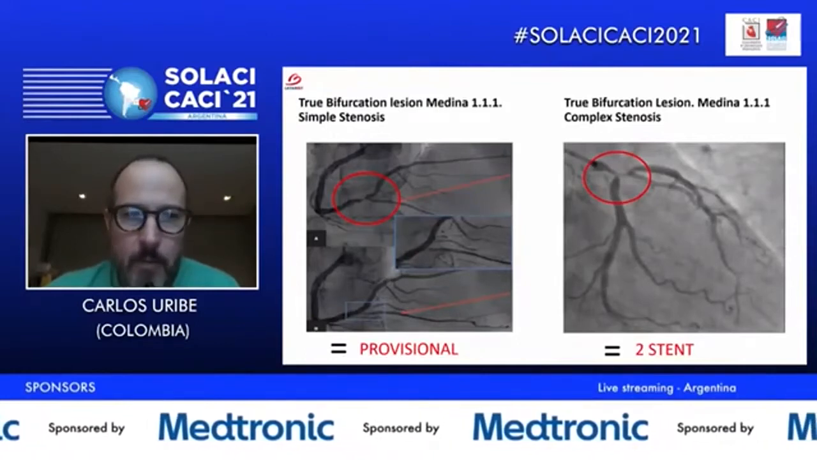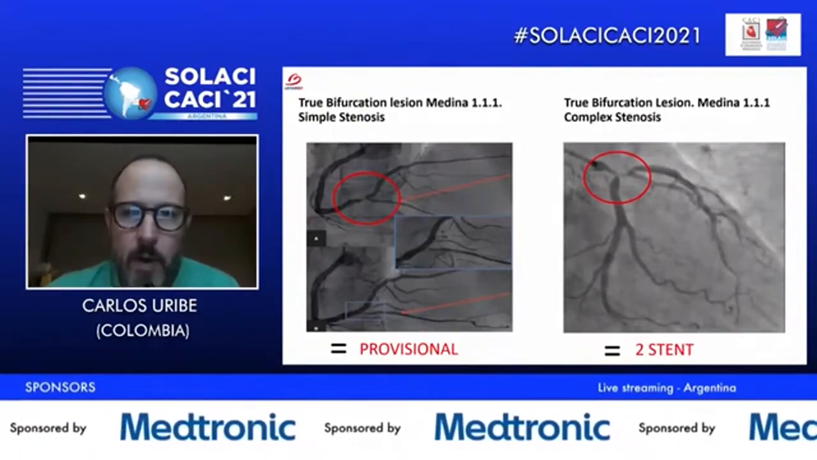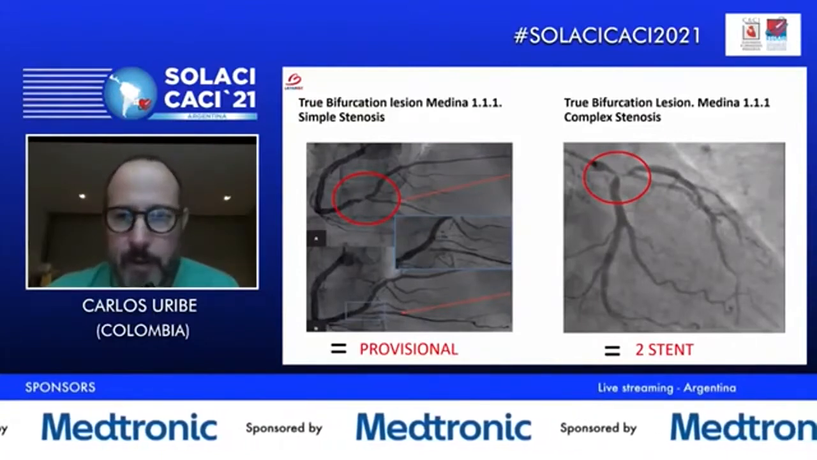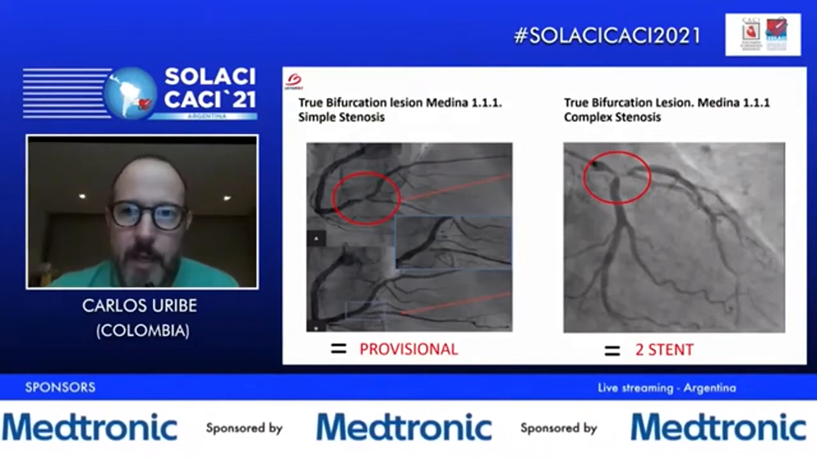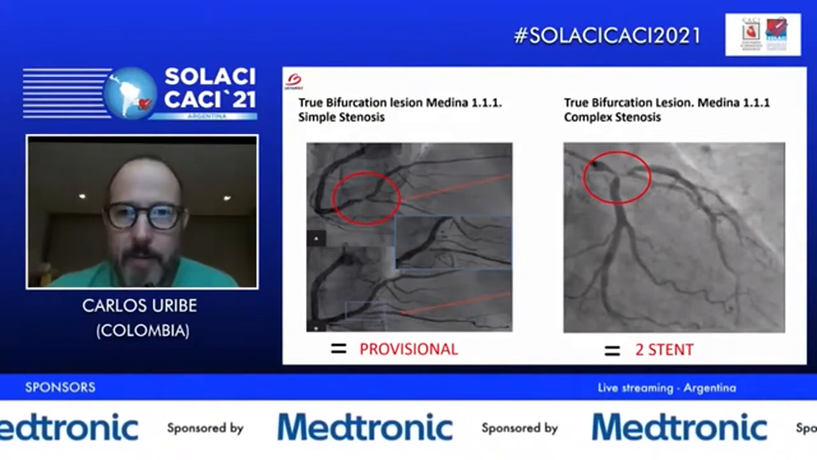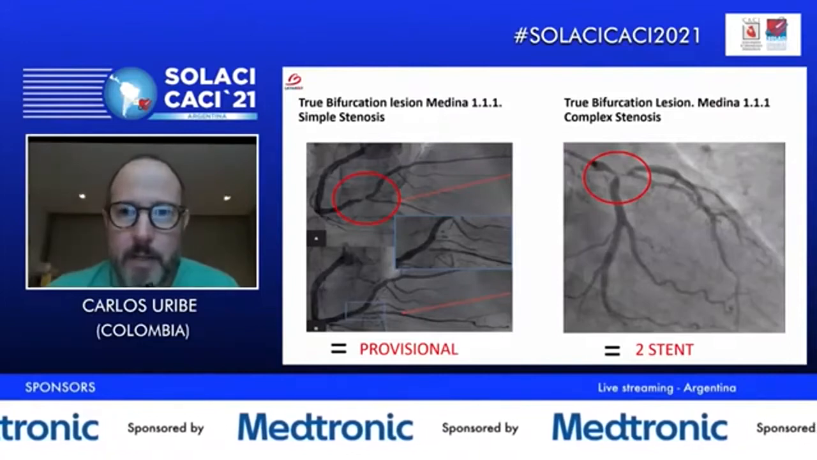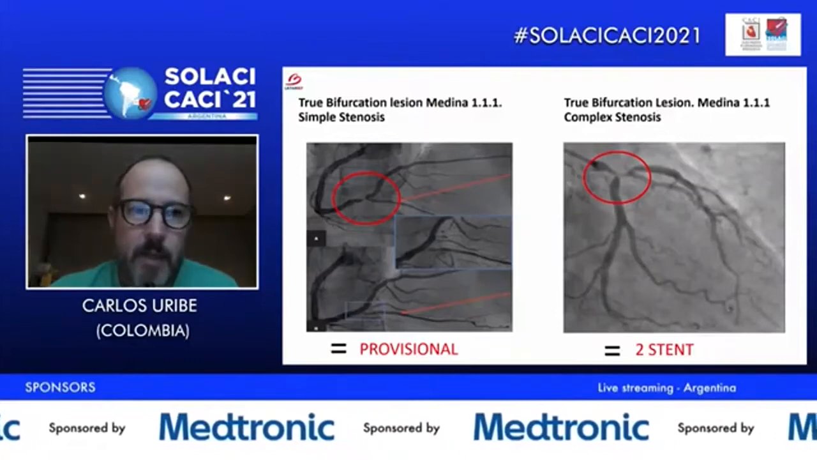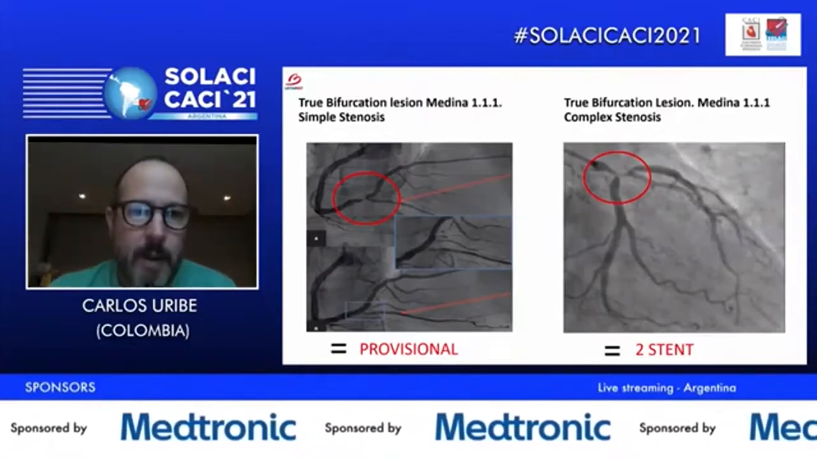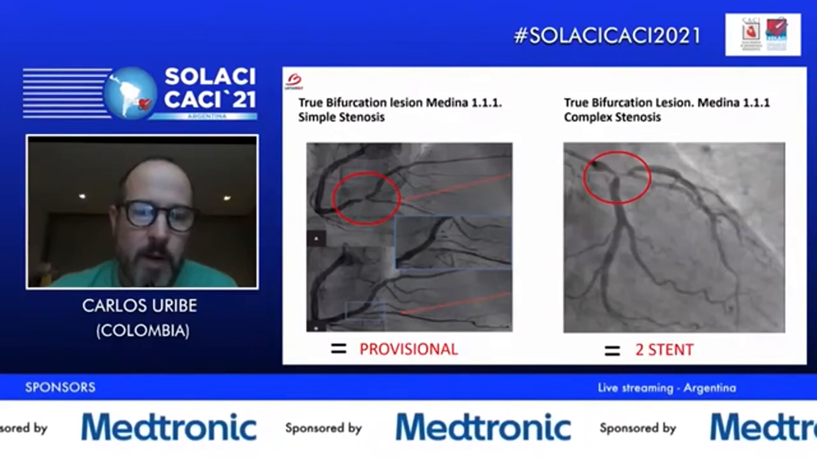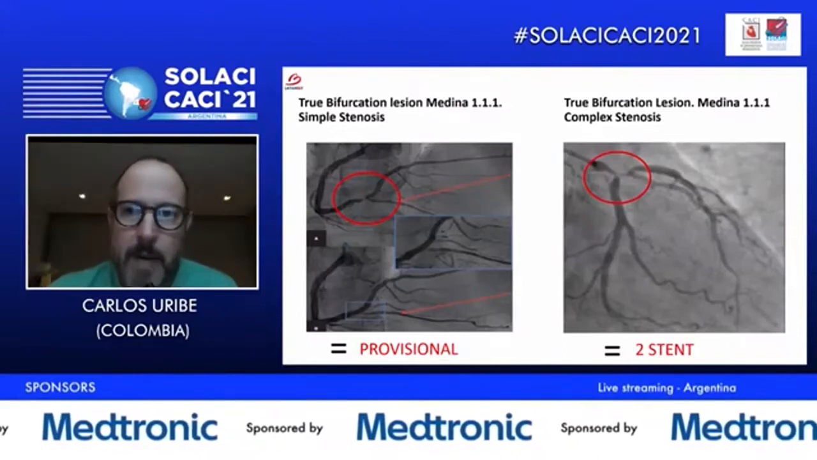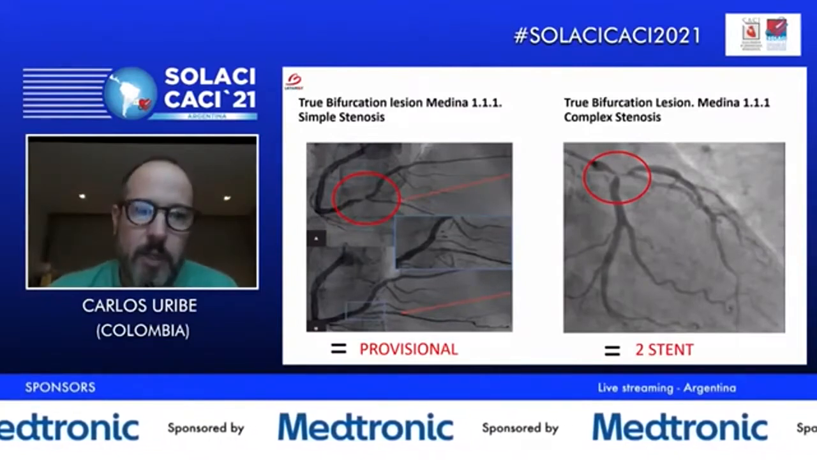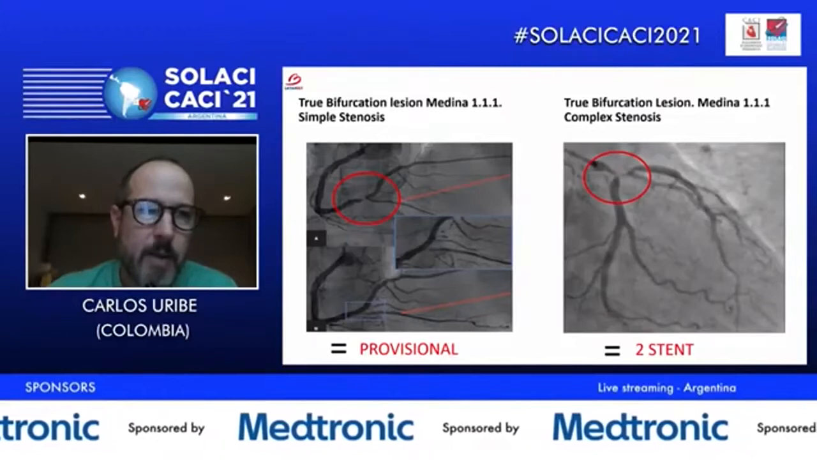This is Francesco Bussoda's study and Emmanuel Pan that show that pre-kissing with small balloons, smaller than the reference diameter, and then placing the stent in the MB, is very important. That is, if you see that there's no risk that it goes to the SB, preparing it and doing what they call pre-kissing is an alternative.